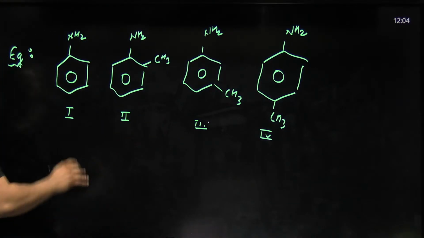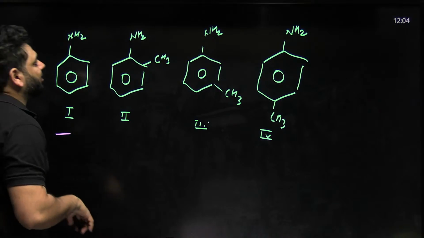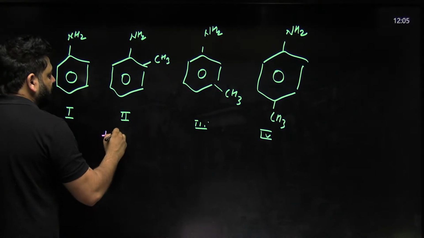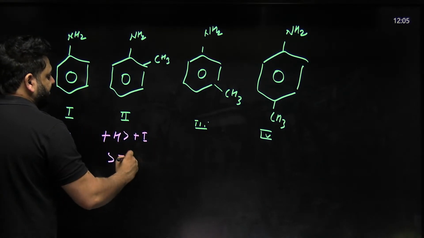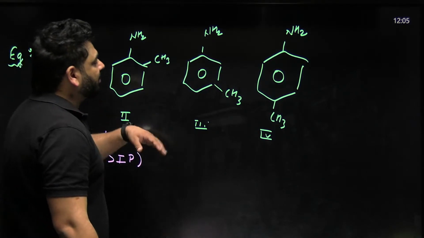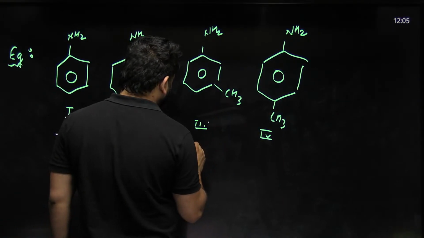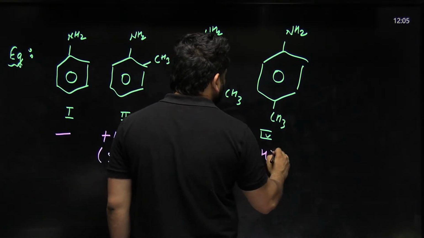So see what is happening here. Nothing. There's no external group which is providing any external electronic effect. This is at the ortho position. It provides positive H effect more than positive I, but more than that, SIP will work, steric inhibition in protonation. Once it accepts the H positive from the acid, it will give a positive I effect only, and this gives positive H more than positive I.